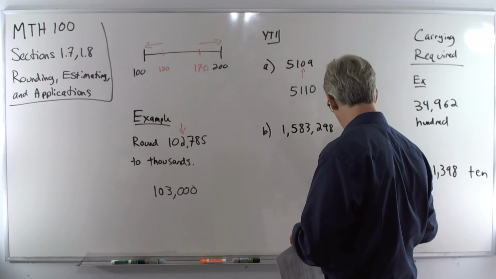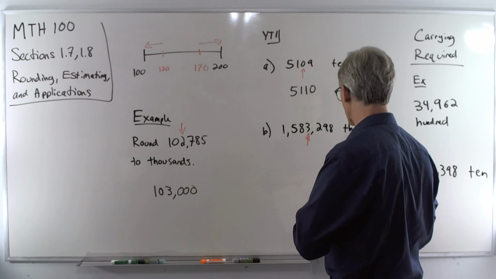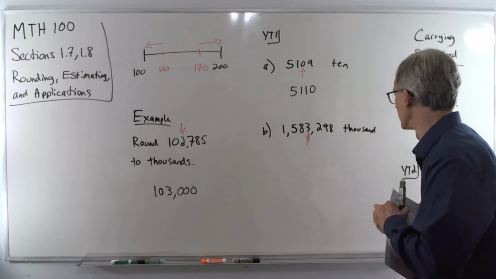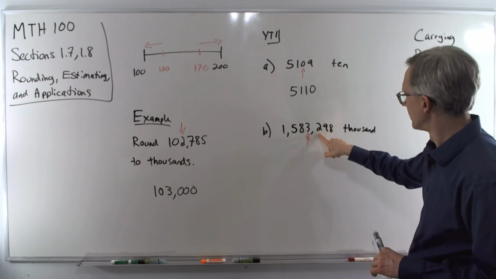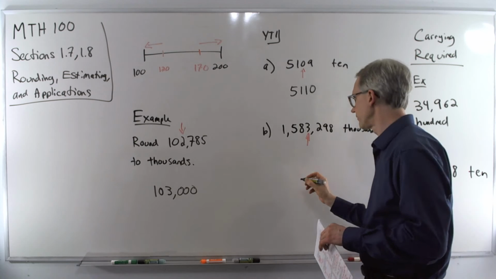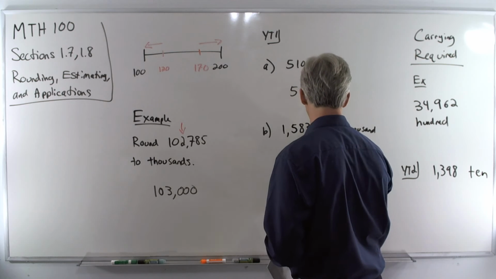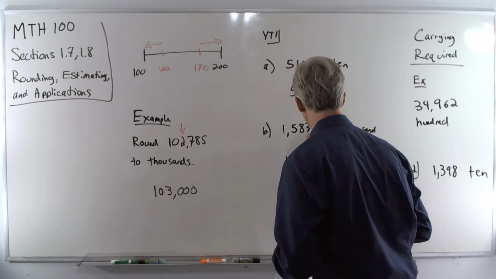Next up, to the nearest 1,000. We identify the rounding place. That's the 3. Now we look at the digit to the right. That is less than 5, so we leave the rounding digit alone. We leave it as 3, so that's 1,583,000, and everything to the right of that turns into zeros.